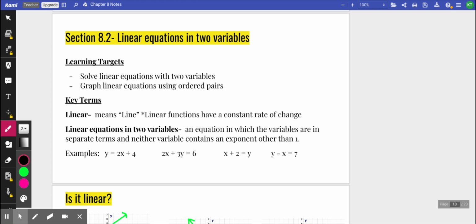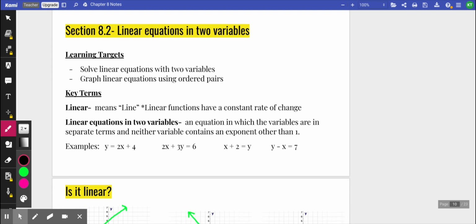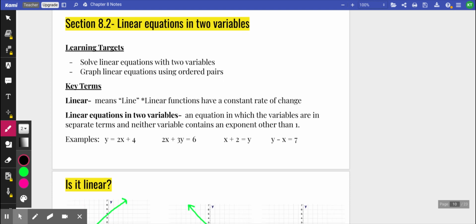All right, section 8.2. Going to get into linear equations in two variables. If you remember 8.1, we looked at what is a function, and now we're going to look at a specific function, which is linear equations. We want to be able to solve linear equations with two variables and also graph linear equations using ordered pairs. We're going to look at a lot of different methods to graph, and the first one we're going to look at is just by plotting ordered pairs.